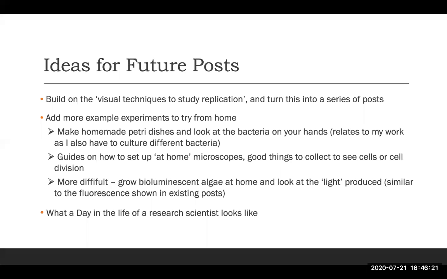Or there's the more difficult option, which is you can grow bioluminescent algae at home, which I thought might be good because you can also combine it with the microscope post if I did that to see that in a bit more detail. Or I'd also like to add a couple of posts about what the research is like on a general day-to-day basis, because I thought that was probably the most unknown at that age, like what is actually going on every day in the labs.